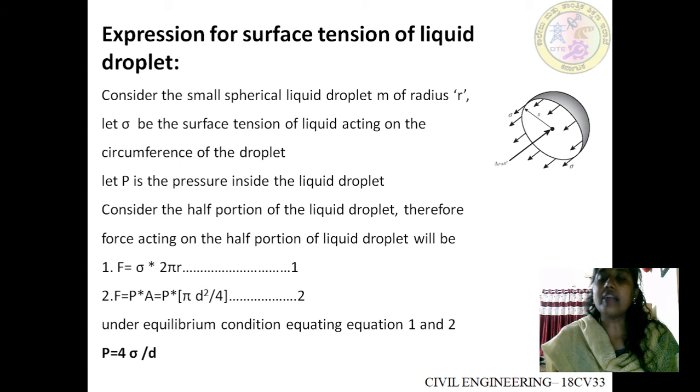Under equilibrium condition, these two forces should be equal. To remain the liquid droplet in equilibrium position, the surface tension force and pressure force inside the liquid droplet should be equal. So by equating equation 1 and 2, we'll get the equation for surface tension for a liquid droplet as P is equal to 4 sigma by D.